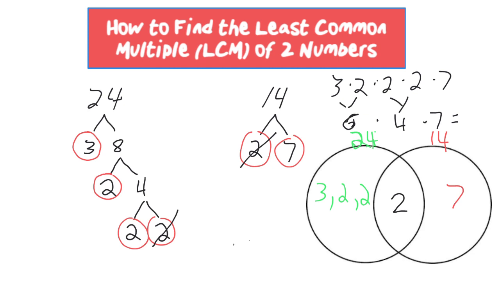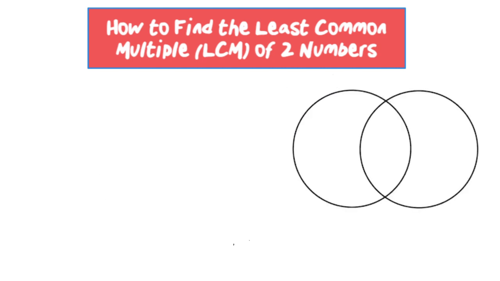6 times 4 times 7, which is 24 times 7, which equals 168. All right. And so the least common multiple between 24 and 14 would be 168. Let's try another one. Let's find the least common multiple between the numbers 63 and 14.